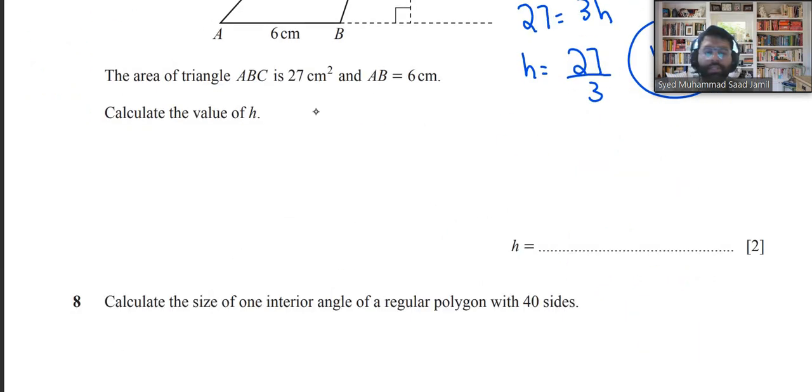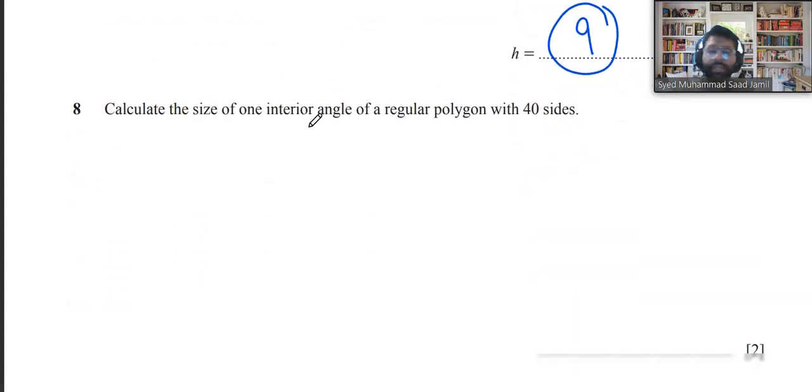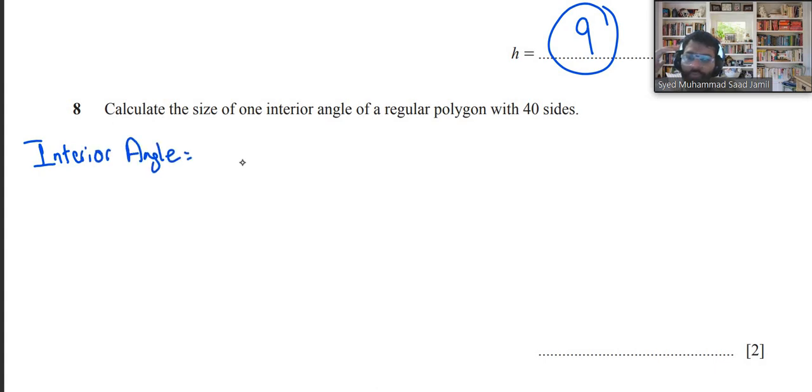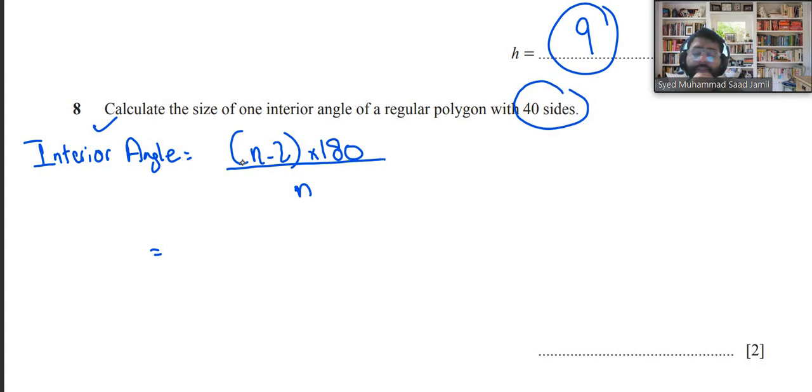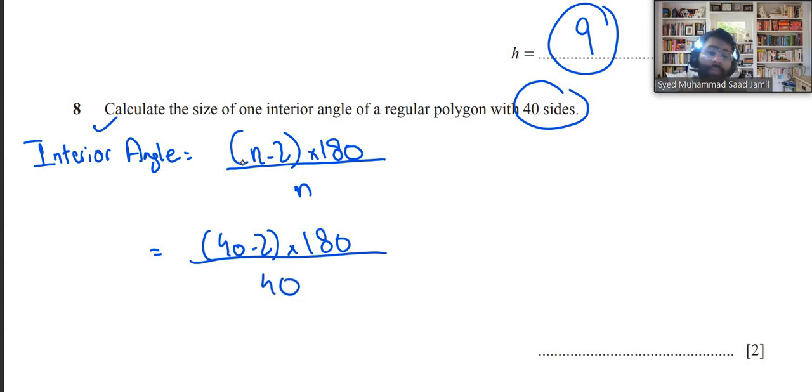So height is 9. Moving on to the next question, it says calculate the size of one interior angle of a regular polygon with 40 sides. So look guys, in this question you need to know the formula. So interior angle is equals to n minus 2 multiplied by 180 divided by n. Okay, so we have to calculate the interior angle. How many sides are there? 40 sides. So we will say 40 minus 2 multiplied by 180 divided by 40 again, because n refers to the number of sides.